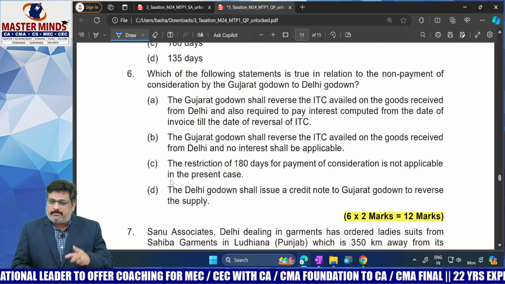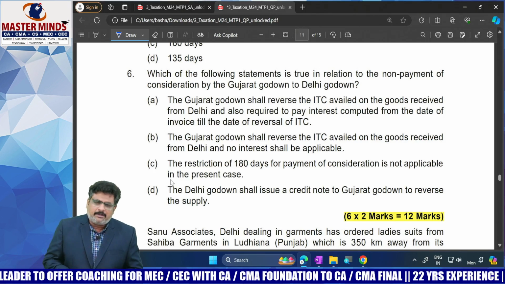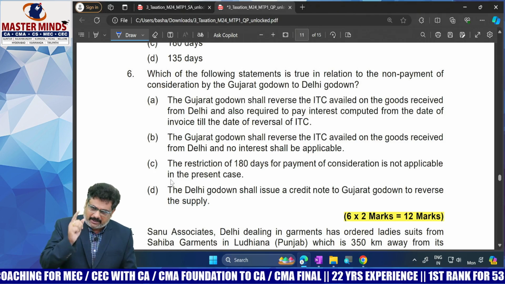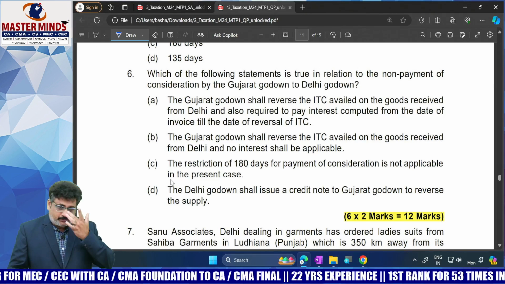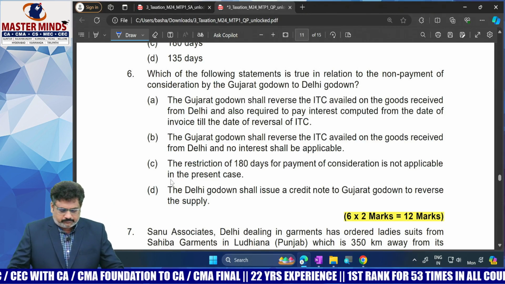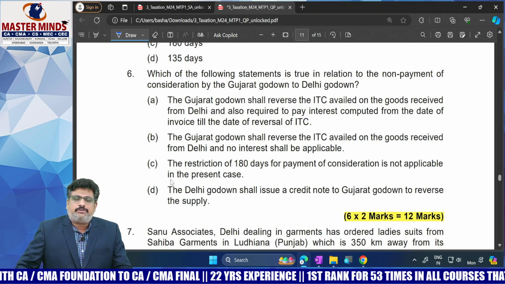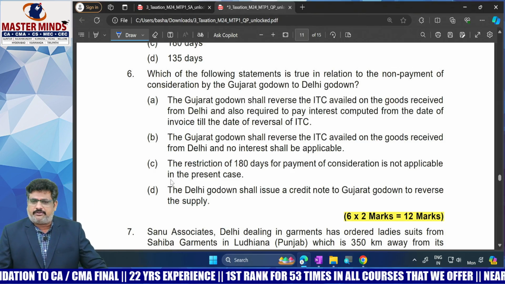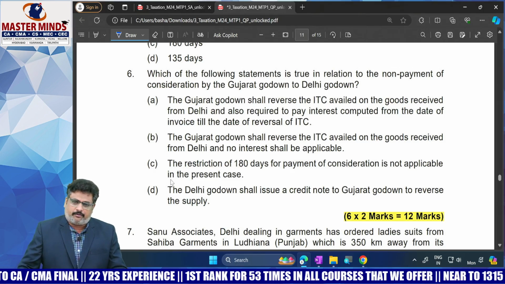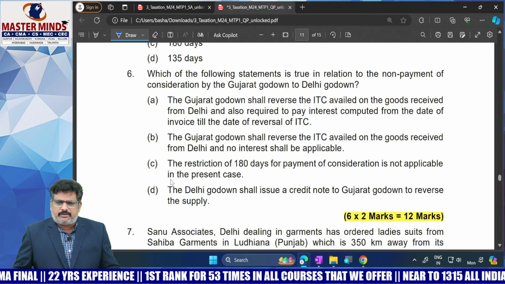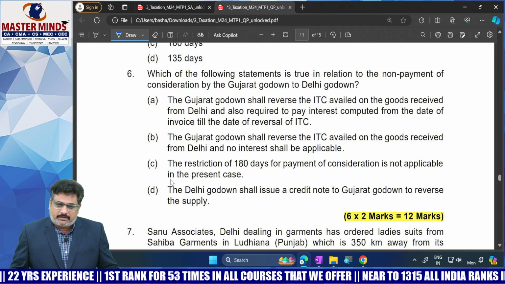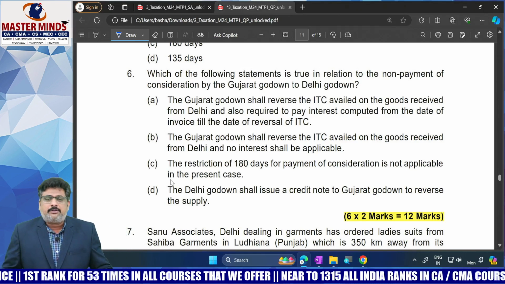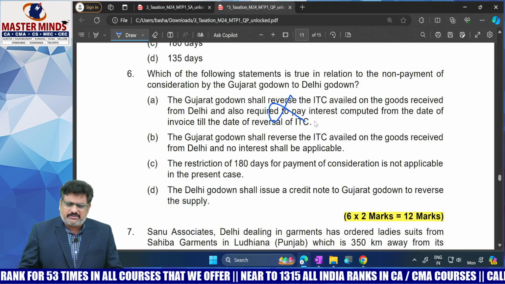Why with respect to deemed supplies is the 180 days rule not applicable? Because there is no consideration moving practically. Based on that deemed supplies, this question was there. Okay, we need to see the answer now. The Gujarat Godown shall reverse the ITC availed on the goods received from Delhi and also be required to pay the interest computed from the date of invoice till the date of reversal of ITC. Is it a deemed supply or a supply? Deemed supply. With respect to deemed supply, is the 180 days rule applicable or not applicable? Not applicable. So, based on that, point A is the wrong answer.